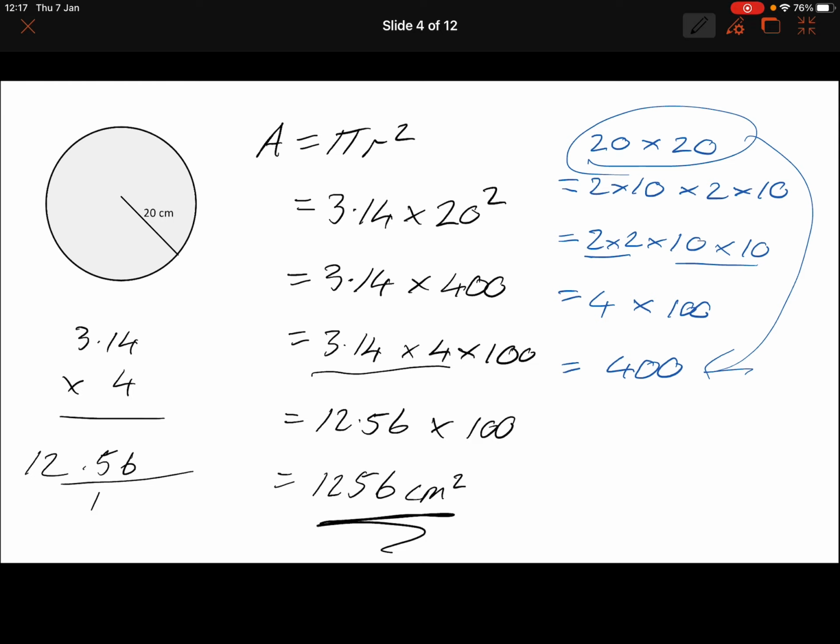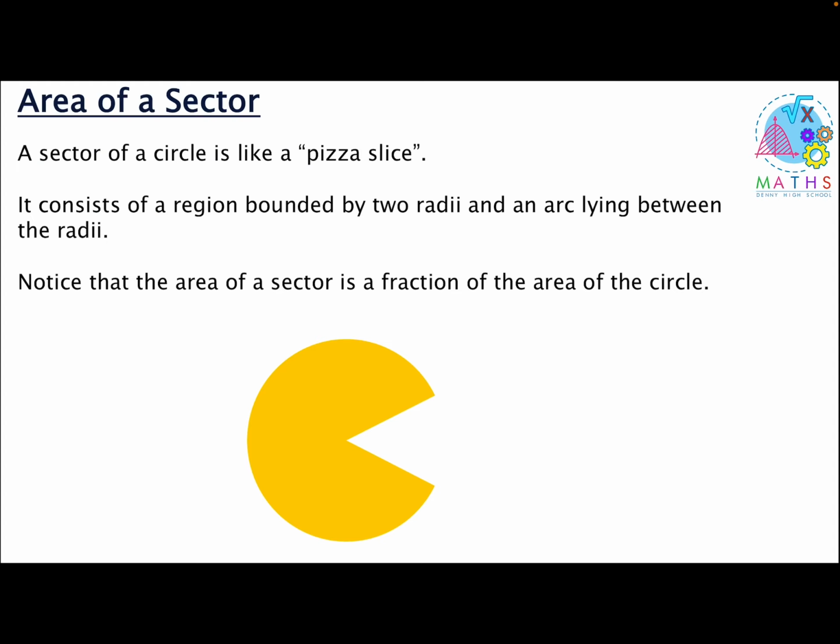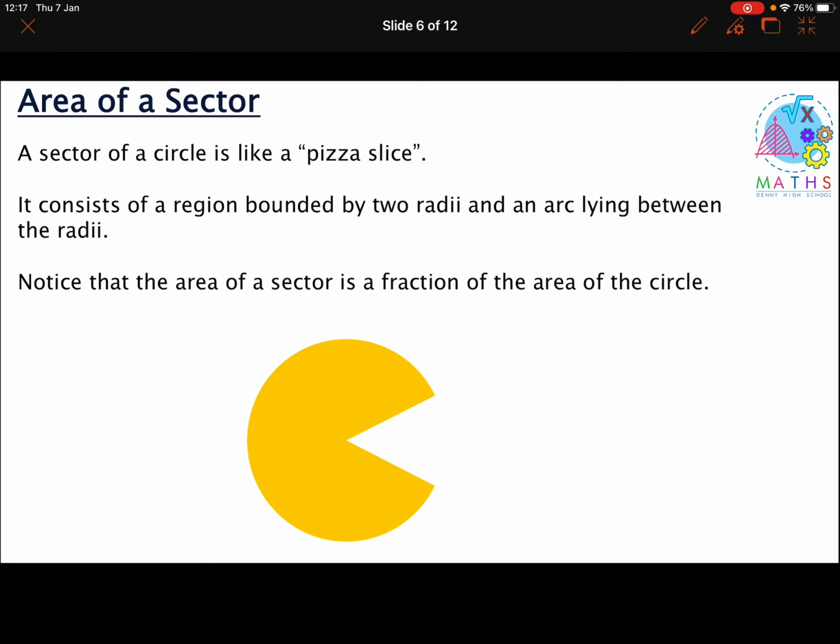So today's lesson is looking at finding the area of a sector. So we are learning how to calculate the area of a sector. The first thing we need to know is, what is a sector? A sector of a circle is like a pizza slice, okay? It consists of a region bounded by two radii and an arc lying between the radii. Now, that sounds quite complex, but let's break down what that actually means.